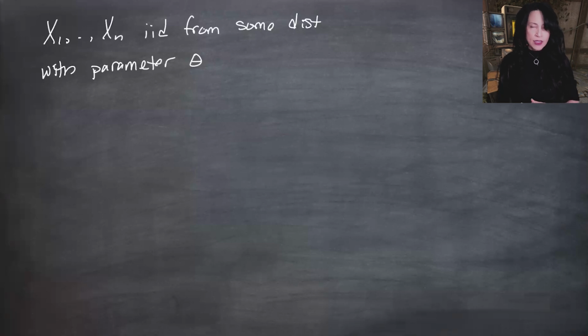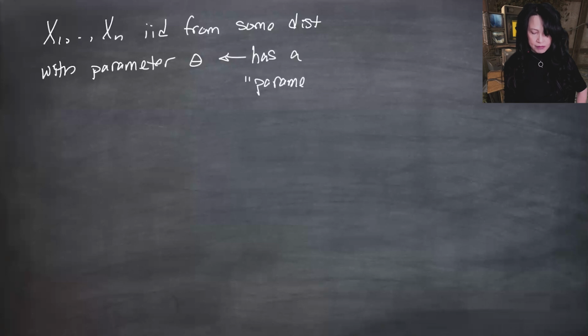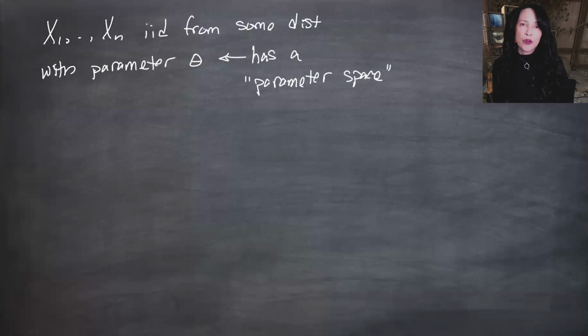So think of this theta as one-dimensional, and this has an associated parameter space, a place that it lives. For example, the mu for a normal distribution can be anywhere on the real line from minus infinity to infinity, and the lambda for an exponential can be a positive real anywhere from 0 to infinity. Whereas the parameter p for a Bernoulli distribution takes on values between 0 and 1 inclusive. So that's three examples of a parameter space.